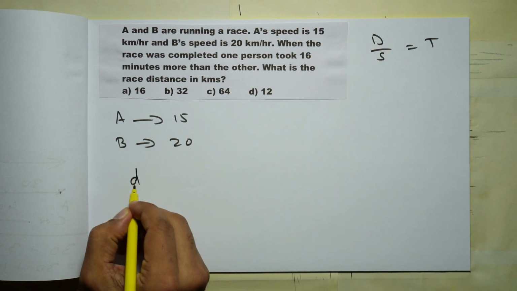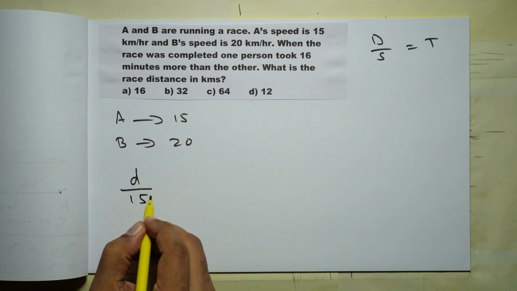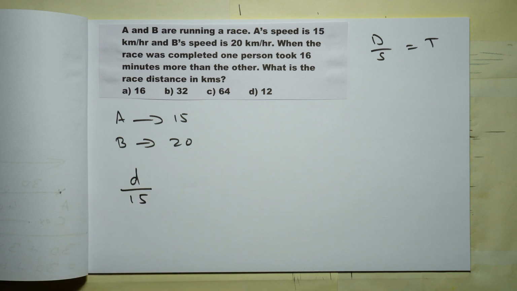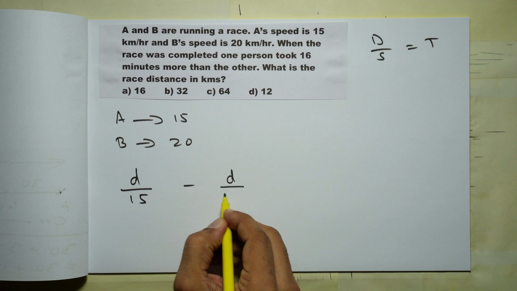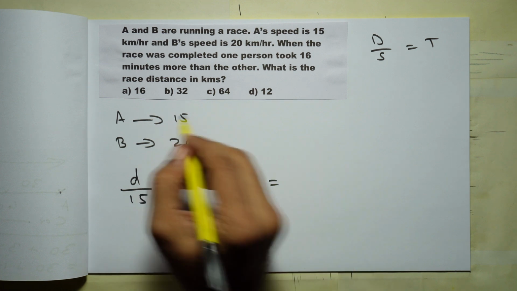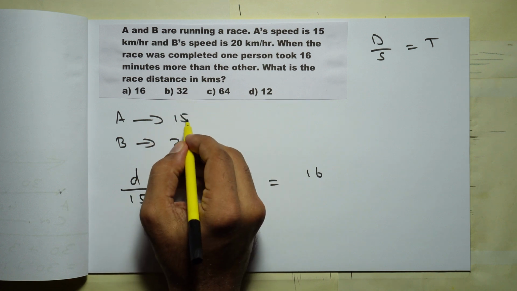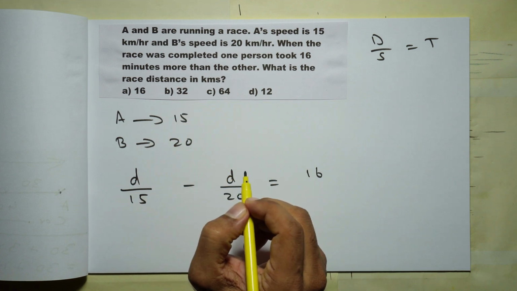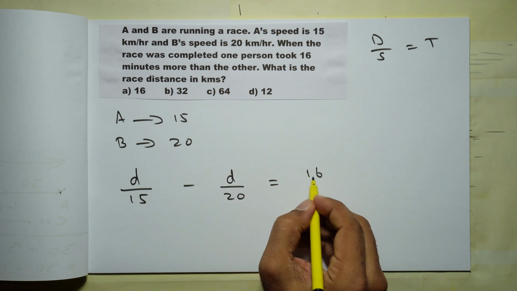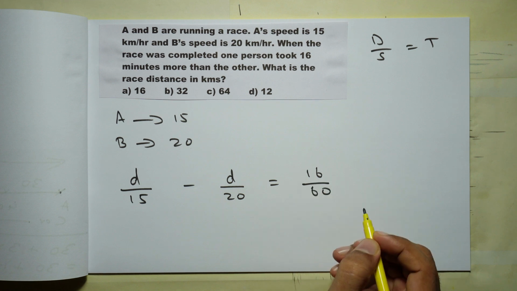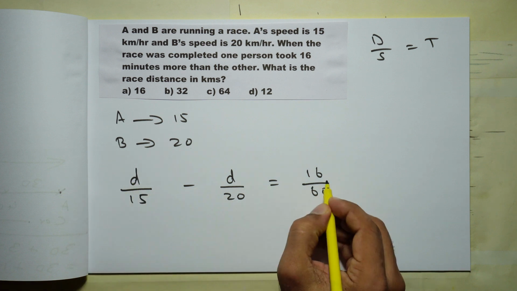So the equation is like this. Race distance is D divided by A speed is 15. So this is the time required for A minus time required for B. Distance is D by B speed is 20 and that is equal to 16 minutes. Now these speeds are given in kilometers per hour, so 16 minutes we'll have to convert into hours. To convert minutes into hours, you have to divide by 60. So this is the equation. We just need to solve and calculate the value of d.